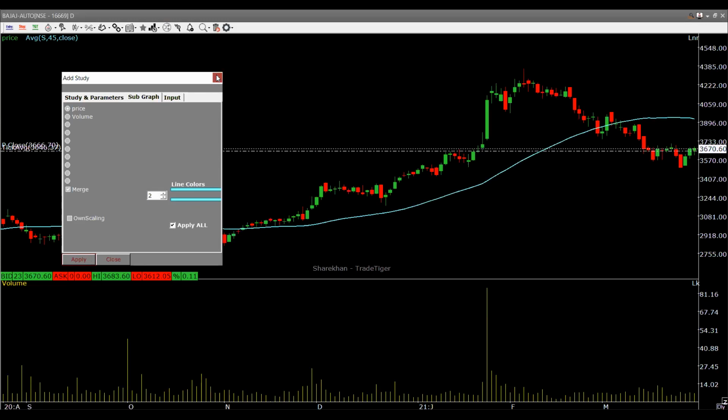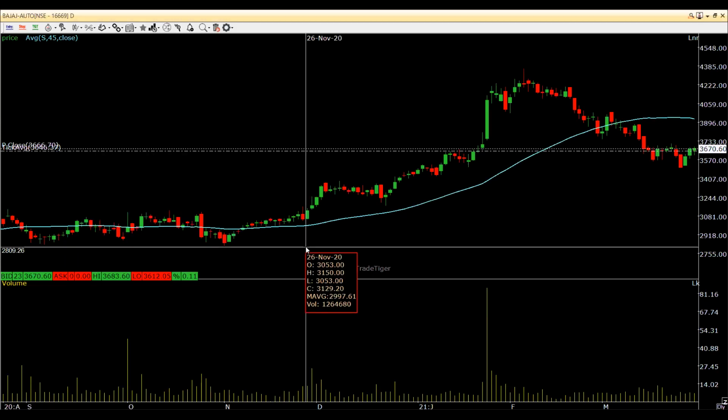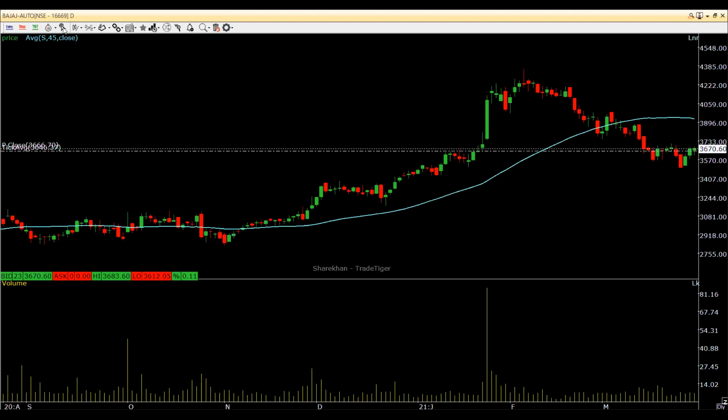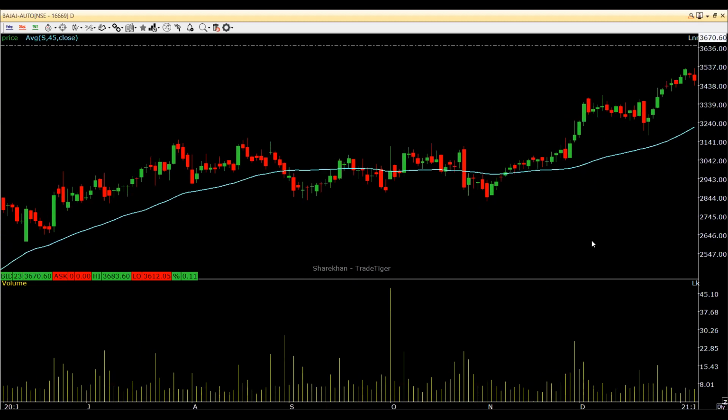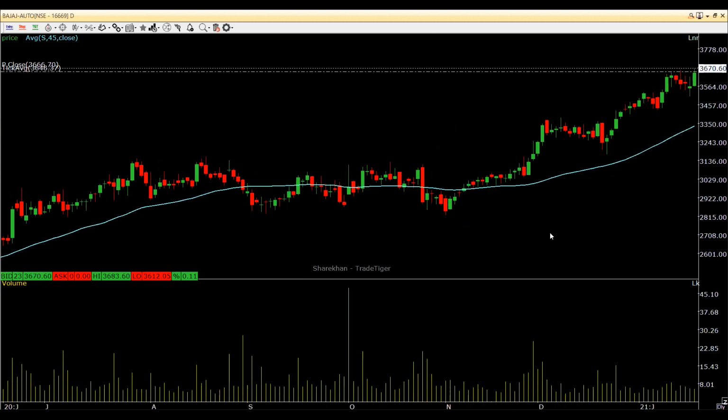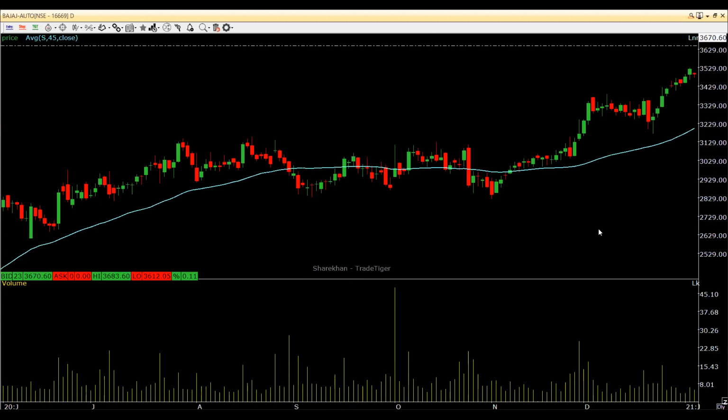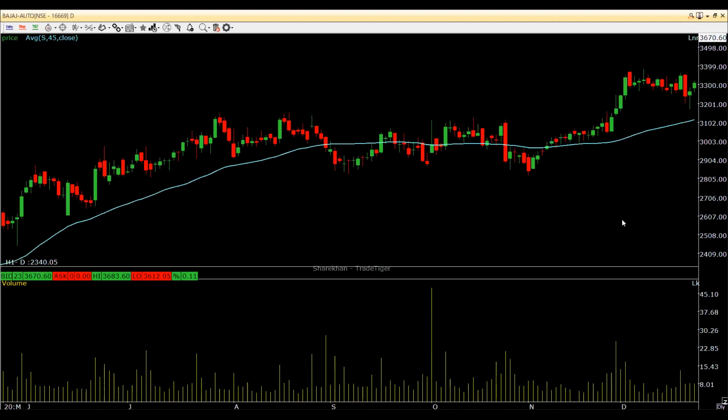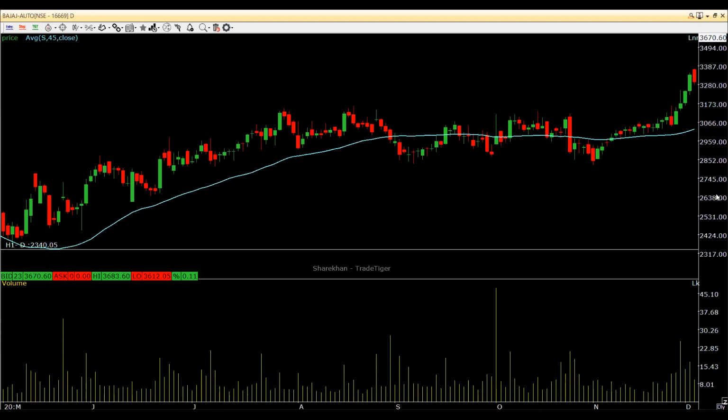Now, these are the only two things that you require for the zone theory. So now this is the daily chart for Bajaj Auto. All right. Now, I think March was the big low point, right?